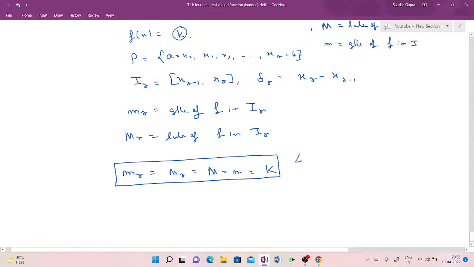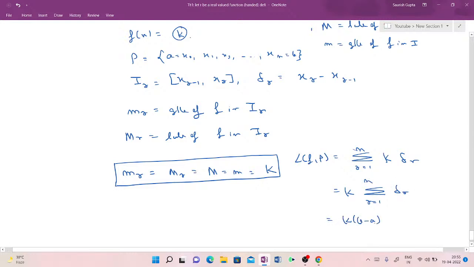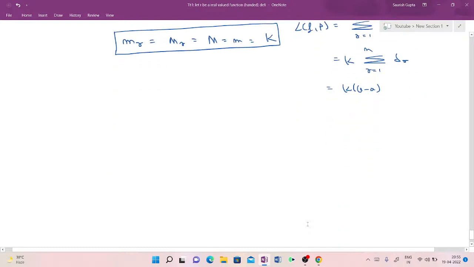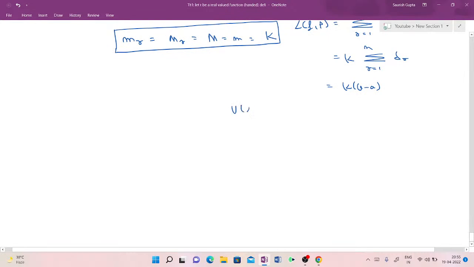So now if you find LFP, what does it come out to be? Summation r equals 1 to n of small mr times delta r, which is k times summation delta r. The summation is b minus a, so this is k times (b minus a). As simple as that. Similarly, in exactly the same way, UFP will also come out to be k times (b minus a).